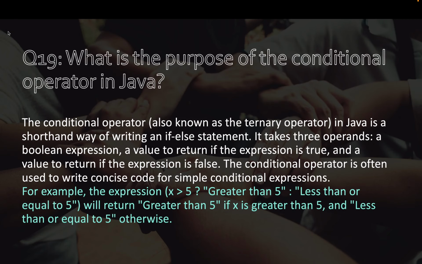Question number 19. What is the purpose of the conditional operator in Java? The conditional operator, also known as the ternary operator in Java, is a shorthand way of writing an if-else statement. It takes three operands: a Boolean expression, a value to return if the expression is true, and a value to return if the expression is false. The conditional operator is often used to write concise code for simple conditional expressions. Here is an example for your reference.